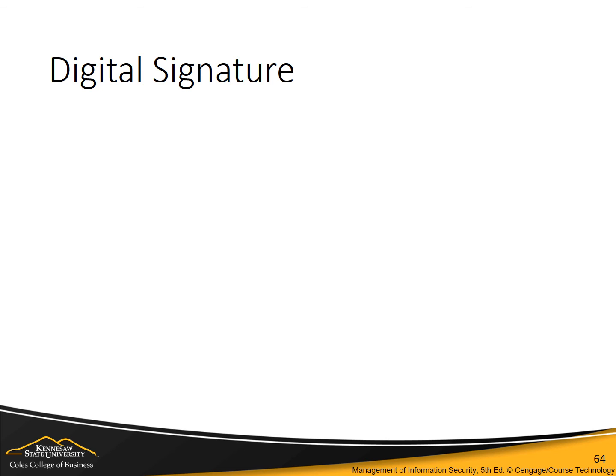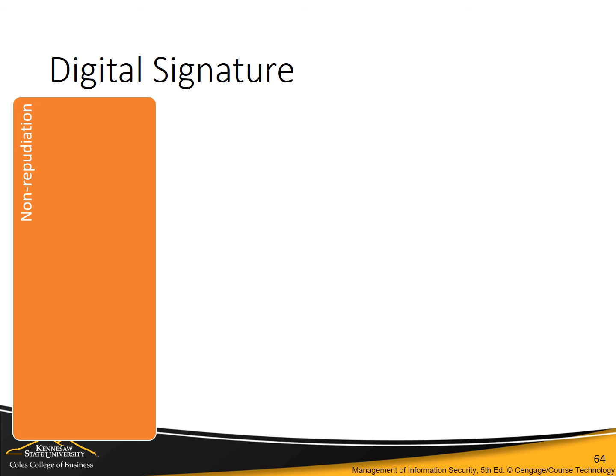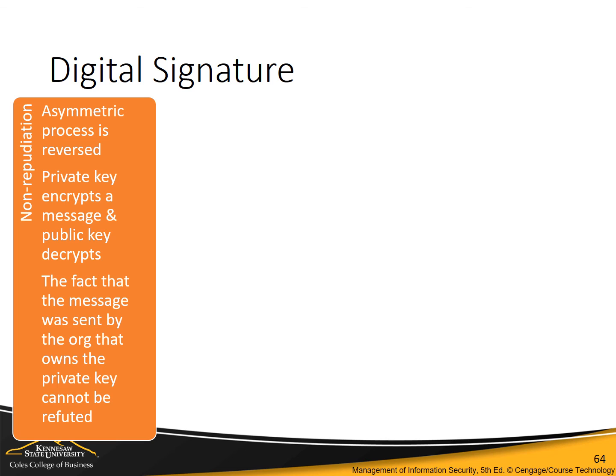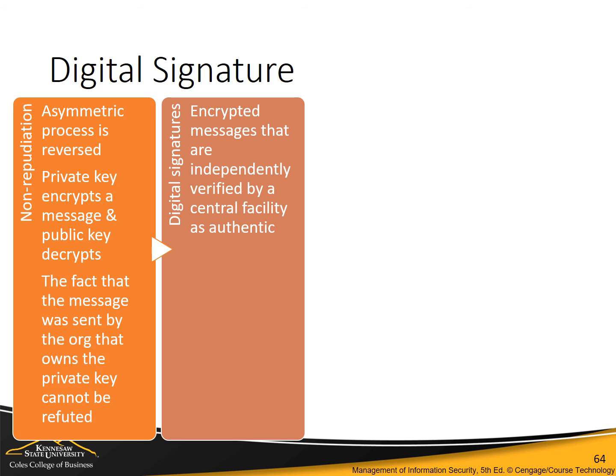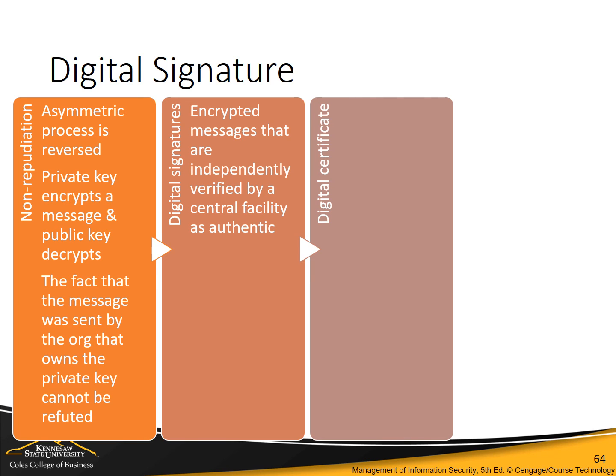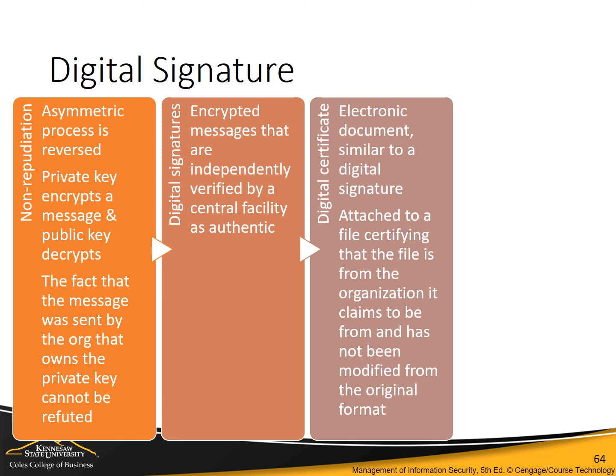When the asymmetric process is reversed, that is, the private key encrypts the message and the public key decrypts it, the fact that the message was sent by the organization that owns the private key cannot be refuted. This is called non-repudiation. Digital signatures are an example of an encrypted message that is independently verified by a central facility, like a registry, as being authentic. A digital signature is an electronic document, similar to a written signature, attached to a file certifying that the file is from the organization it claims to be from and has not been modified from the original format.